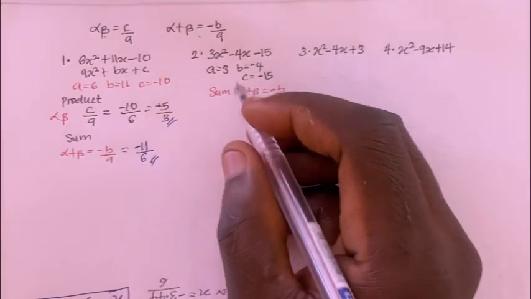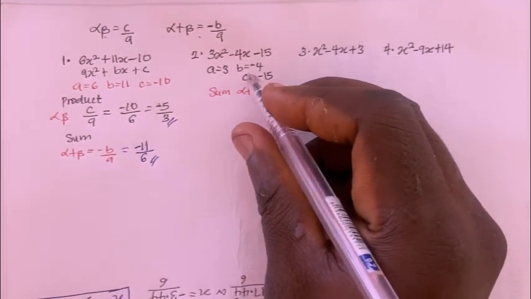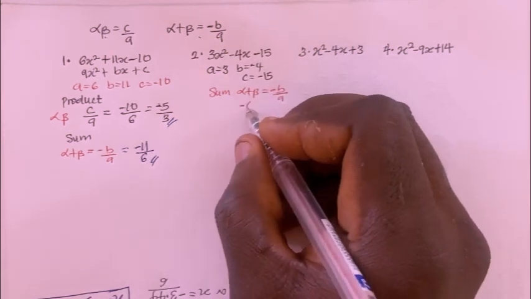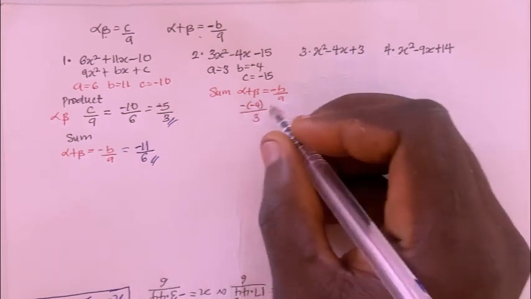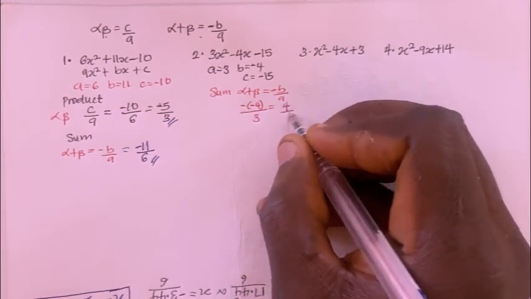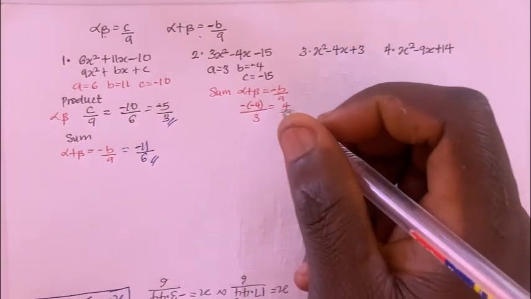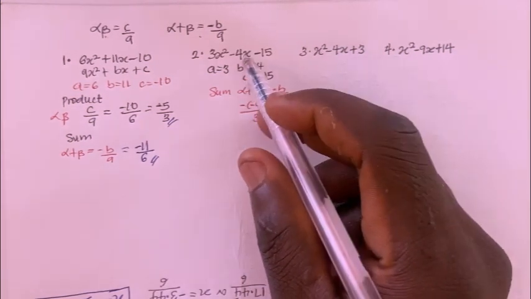So now here b is minus 4. I'm going to have minus into bracket minus 4 divided by a, which is 3. The minus is going to give me 4 divided by 3. That means 4 divided by 3 is the sum of the roots of this equation.